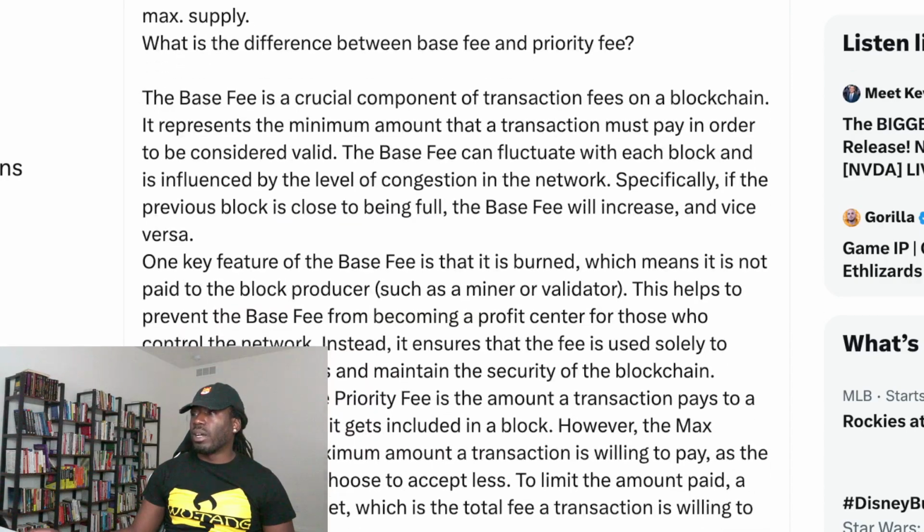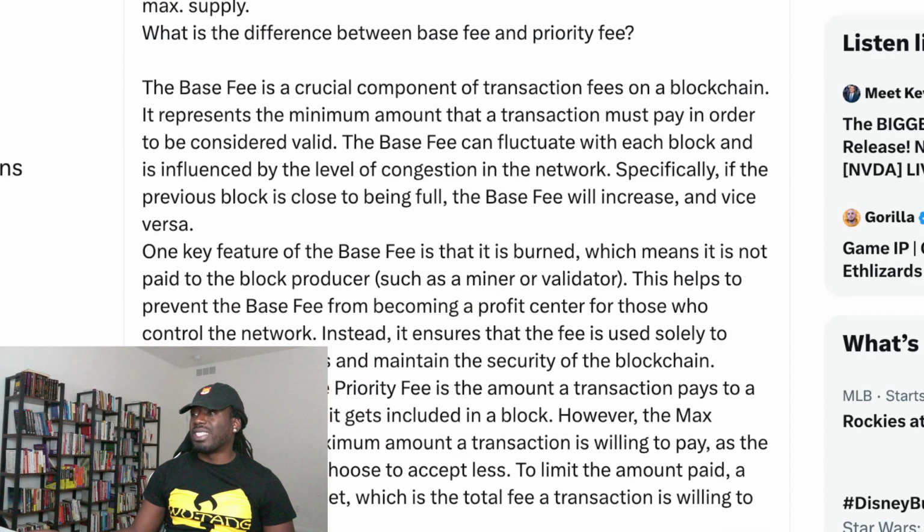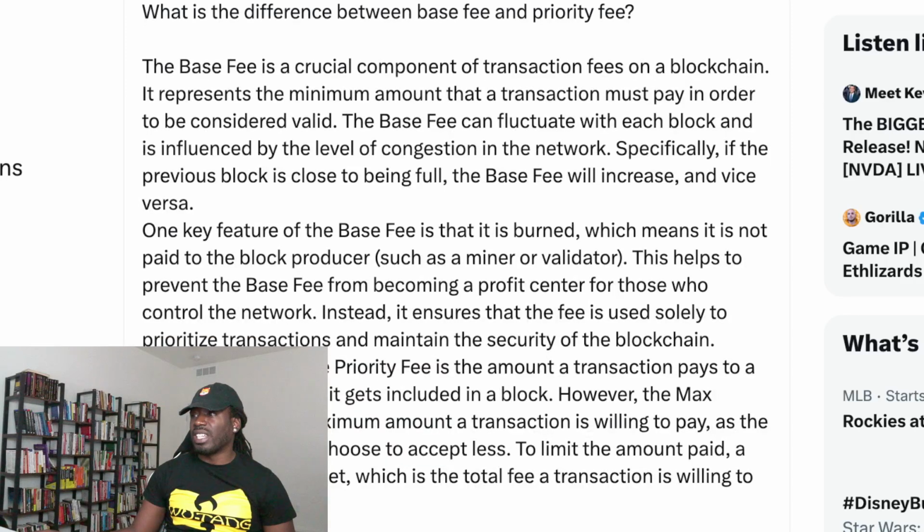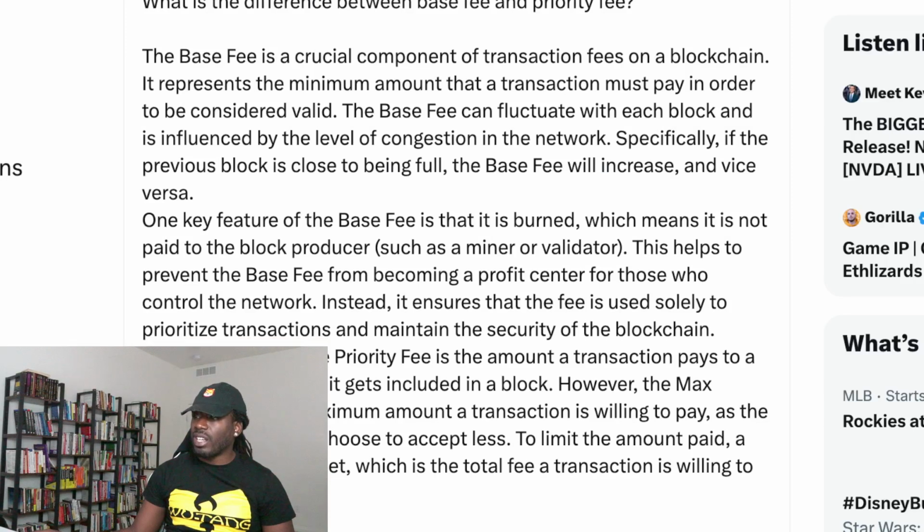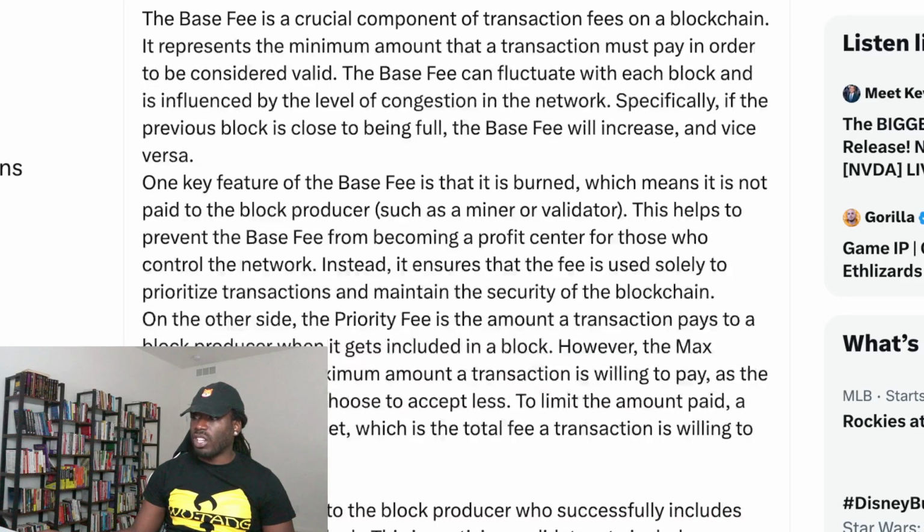One key feature of the base fee is that it is burned, which means it is not paid to the block producer, such as a miner or validator. This helps to prevent the base fee from becoming a profit center for those who control the network. Instead, it ensures that the fee is used solely to prioritize transactions and maintain the security of the blockchain.